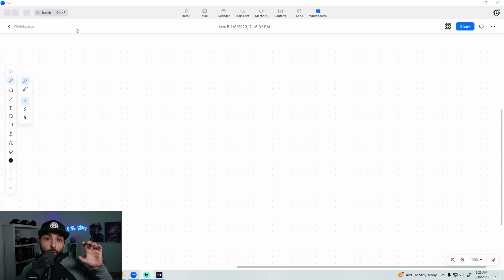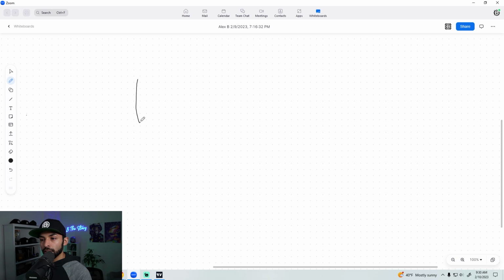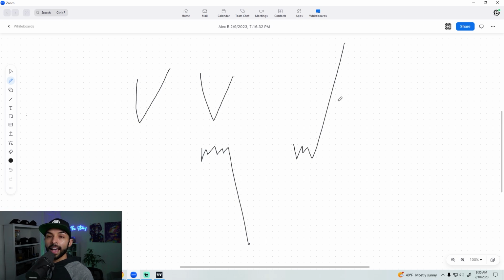So before I show you a real example, I want to illustrate very clearly what I'm looking for, so that way you can conceptually understand the idea, so when you're looking for it, it's easier to find. So what you're looking for are these shapes, these V shapes and consolidation with a direction that has been picked.